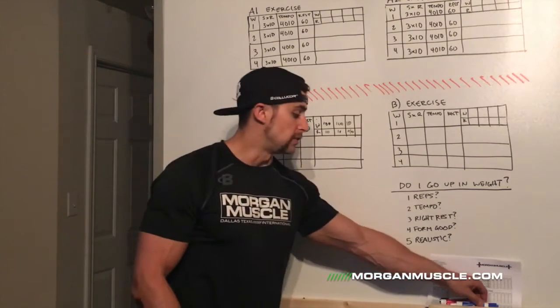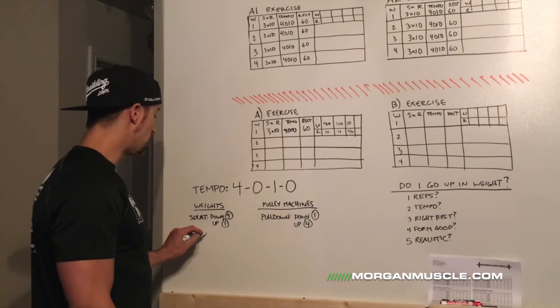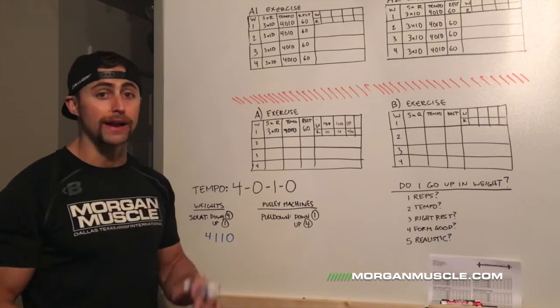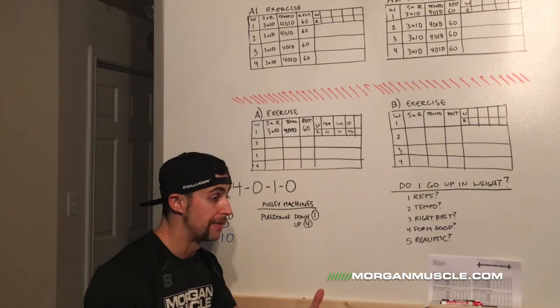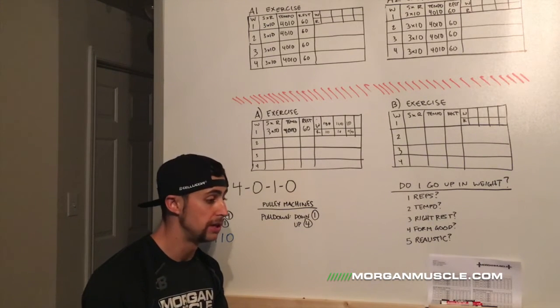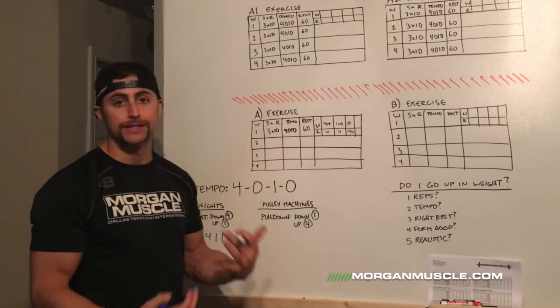Now, some of you may have an advanced program where your tempo is not 4-0-1-0, it may be 4-1-1-0. On a squat, that's this, 1, 2, 3, 4. Now there's a 1 there, that means we have to hold it for 1 at the bottom of our range of motion, and then we take 1 second to come back up, no pause at the top.